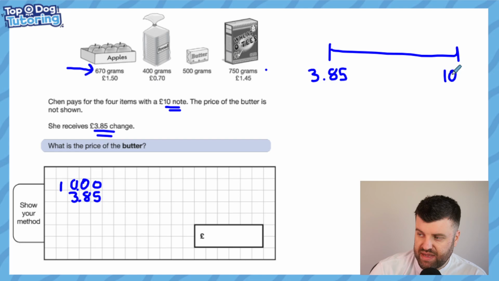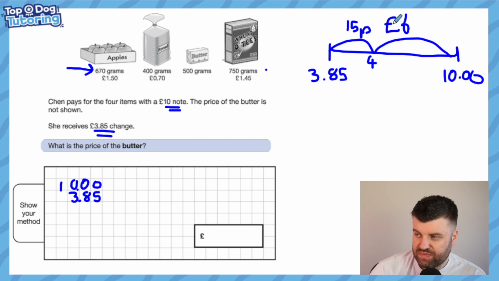I want to get from £3.85 up to £10. I'm going to jump to the next pound, which is £4, and I know there are 100 pence in a pound, so this is 15p. Then to jump from £4 to £10, that's a nice whole number, we've got £6. So that means the entire amount of food, all 4 items, equals £6 and 15 pence.